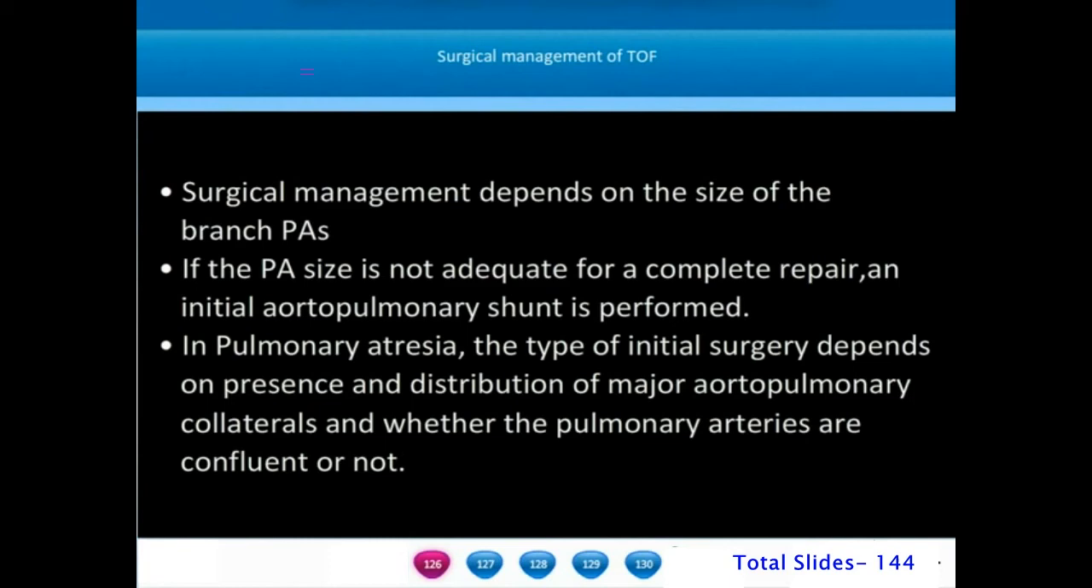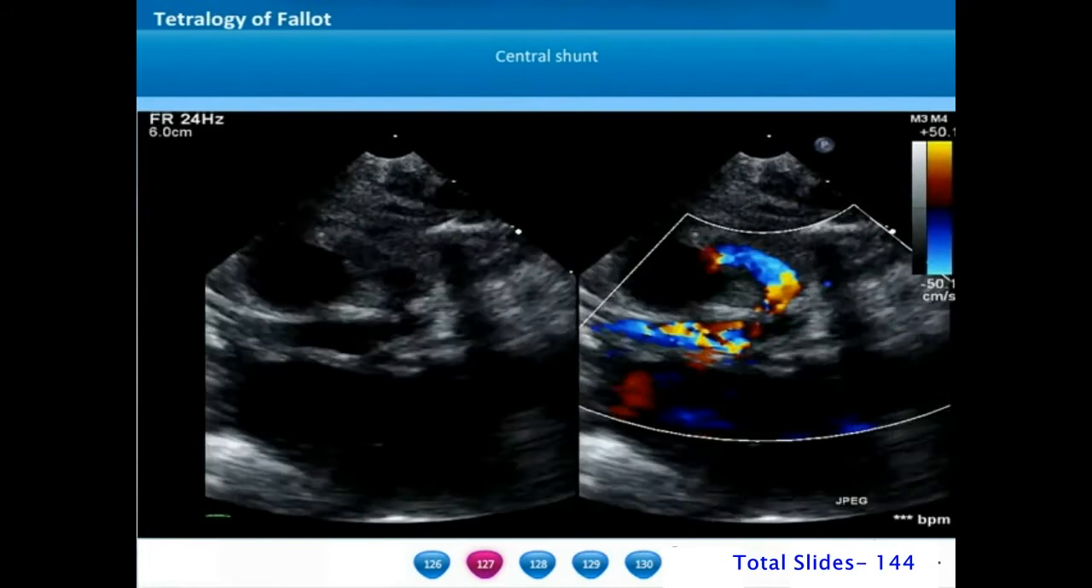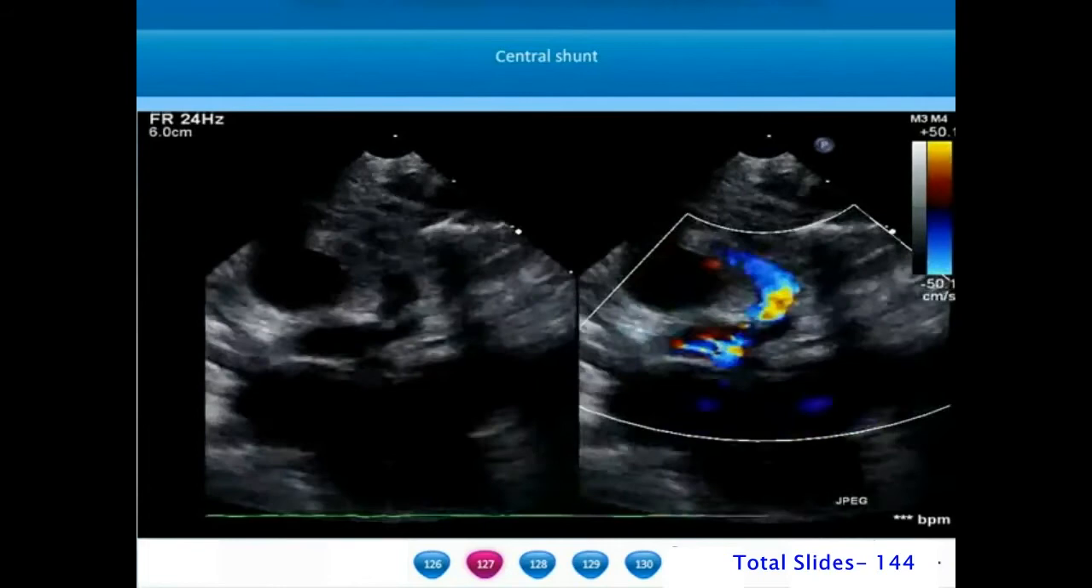Aortopulmonary shunts may be placed after sternotomy, as in this example. This is a parasternal short axis view, which shows a shunt that is originating from the anterior wall of the ascending aorta and given off to the main pulmonary artery. This is also called the Waterston shunt.